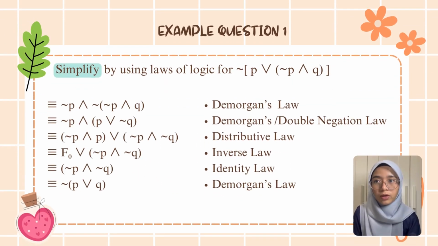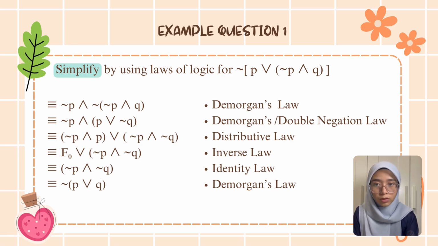Okay, now we move to the example questions. The first question is to simplify using the laws of logic for negation. Inside the parentheses we have P or negation P and Q. First we can apply De Morgan's law, so it will become negation P and negation P and Q.